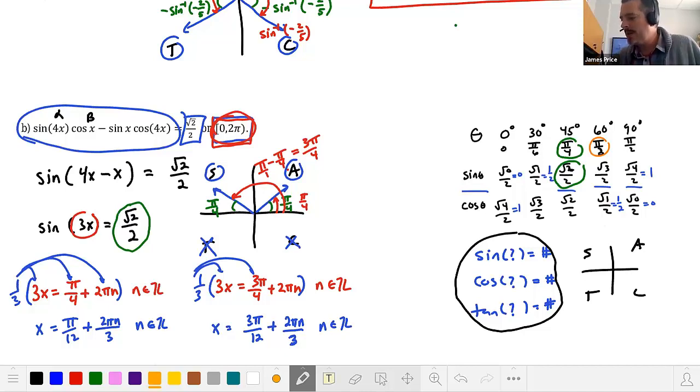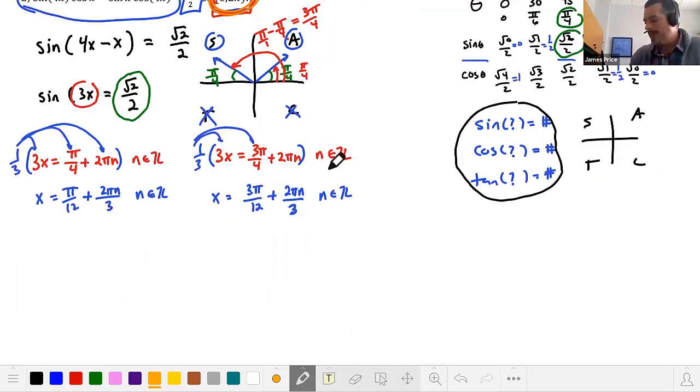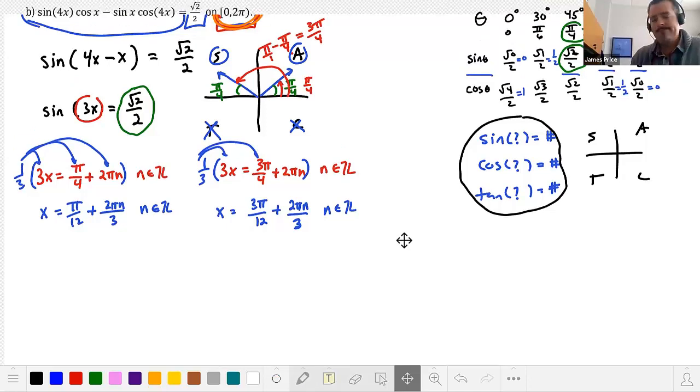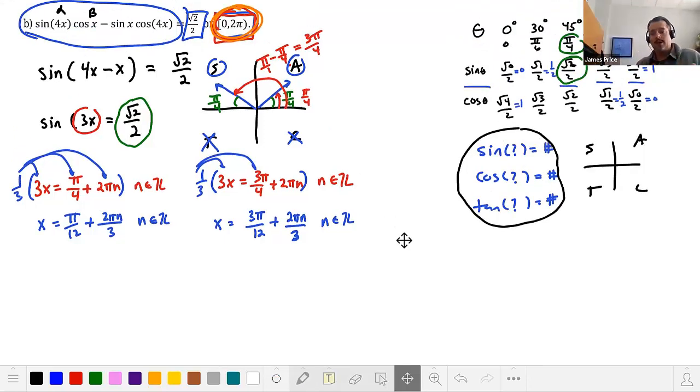I just want the ones between 0 and 2 pi. So now I have to count them off. So let's count them off. When I count them off, you always start at 0, because the way this technique works, the way the method was created, you start at 0 and you always get the first answer.